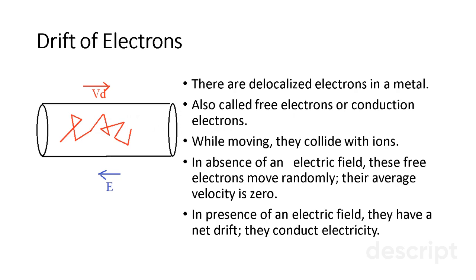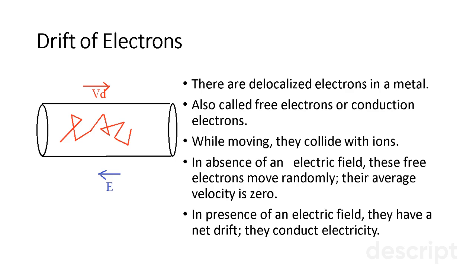There are delocalized electrons in a metal. Delocalized means that these electrons do not belong to a single atom, so they are free to move between different atoms. That's why they are also called free electrons. When a potential difference is applied across the ends of a metallic conductor, then electricity is conducted, that is, a current flows in the conductor due to the motion of these free electrons. That's why these free electrons are also called conduction electrons.